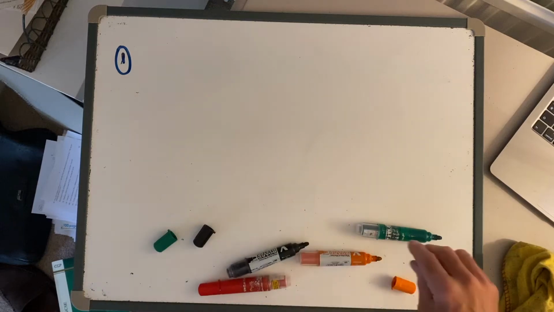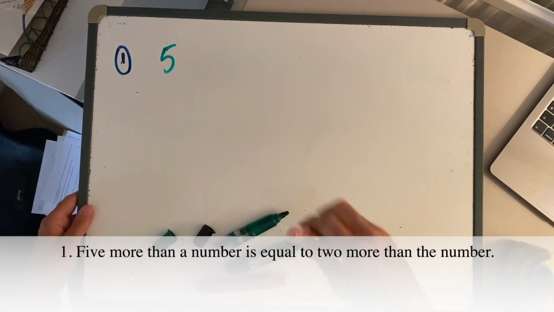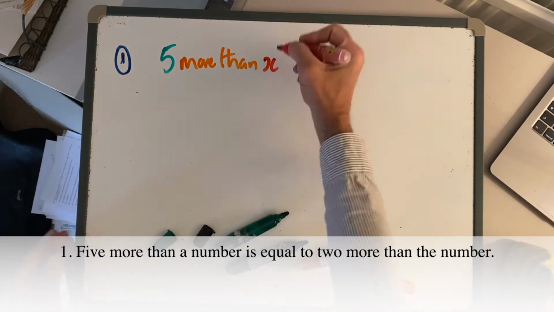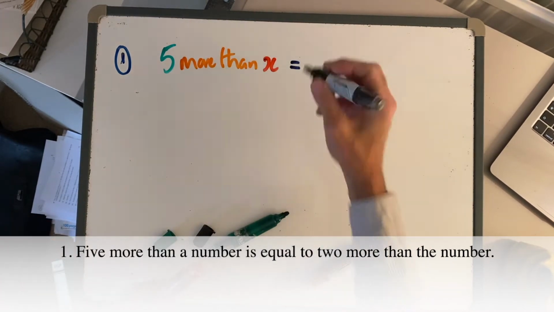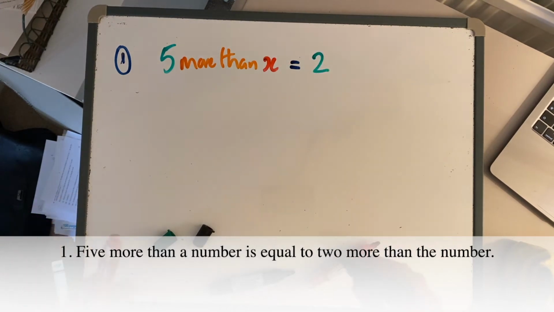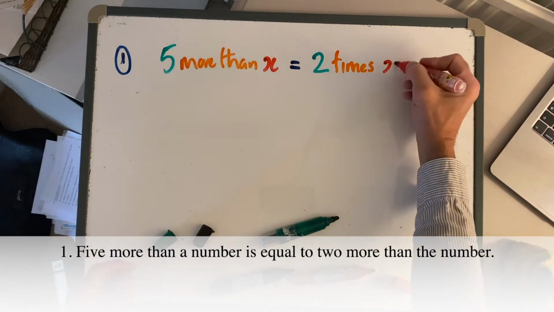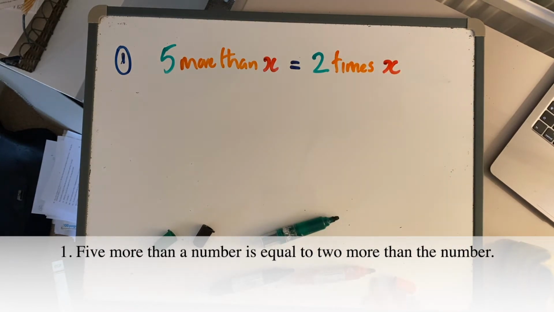So the question says 5 more than a number. So 5, that's a key thing, more than a number. Let's call that number x, because we don't actually know it. To begin with, we call it x, is equal to, it says twice. So that's 2 times, twice means times the number. So let's put that there. And that's how you change it from words into an equation.